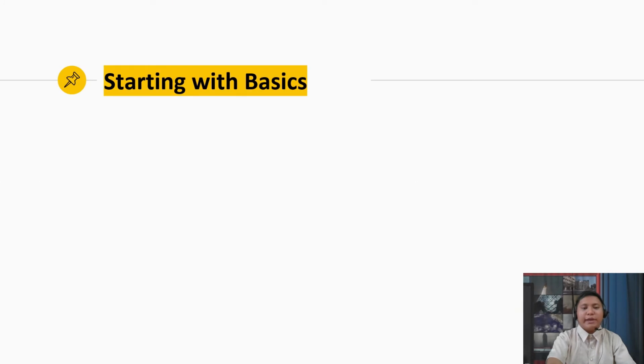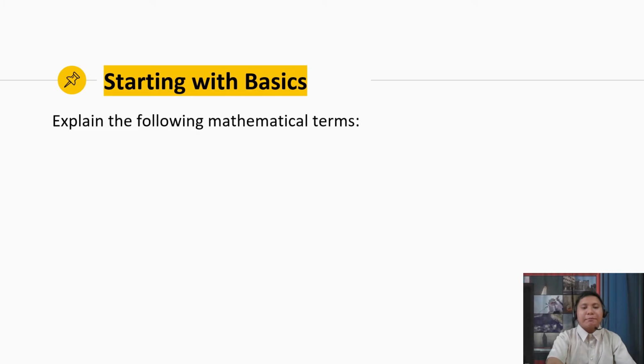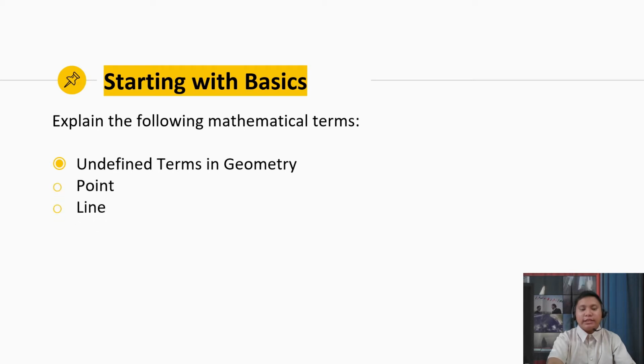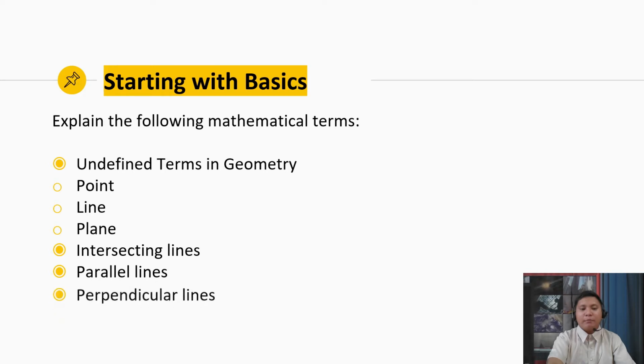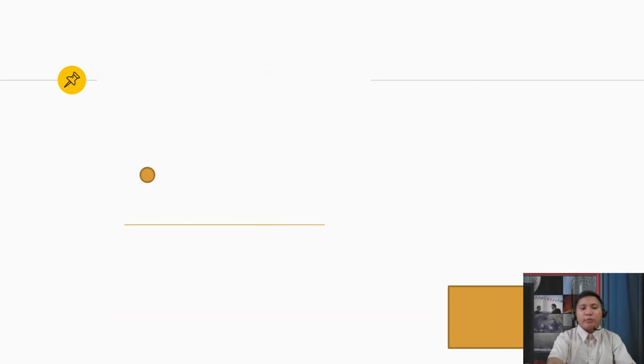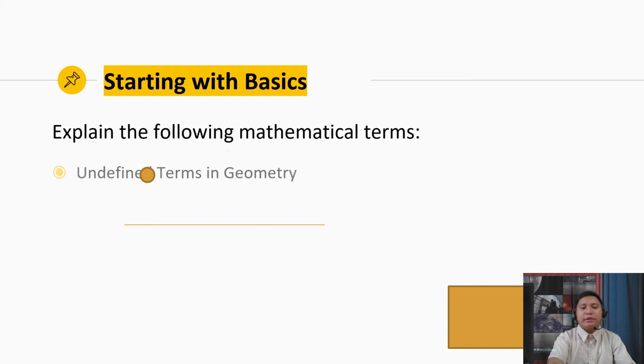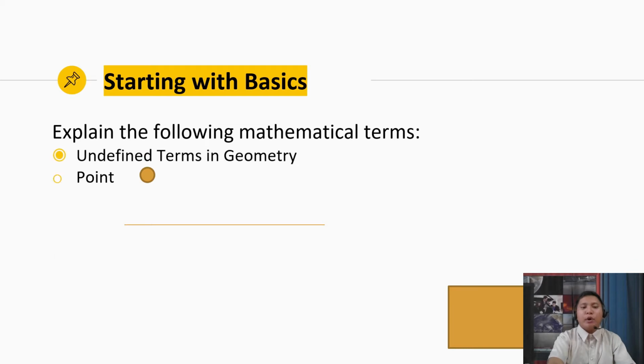Okay, let's start with the basics. We will explain the following terms. Undefined terms in geometry, namely the point, the line, and the plane. Also, we will define intersecting lines, parallel lines, perpendicular lines, angle, and a cone as a review. Let us start with the undefined terms in geometry. Namely, again, the point, the line, and the plane.